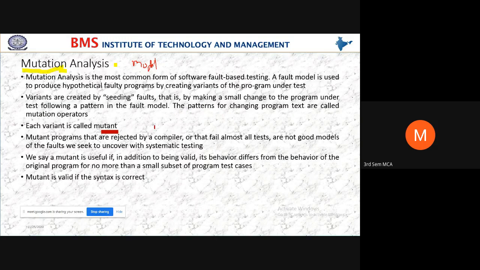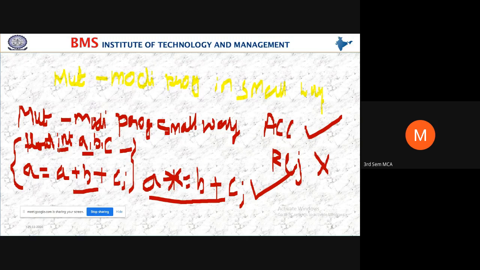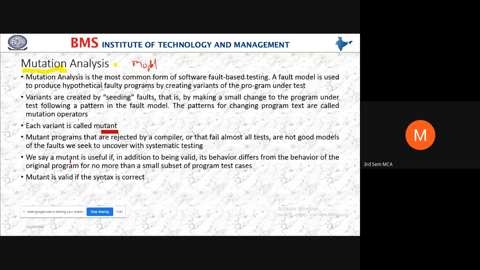See here what changes I have done. Instead of integer, I have declared the variable as float. So this float is a mutant operator. The pattern which we are using for changing the program text is called a mutation operator, and each variant is called a mutant. Or I put it like this: each variation is called a mutation.